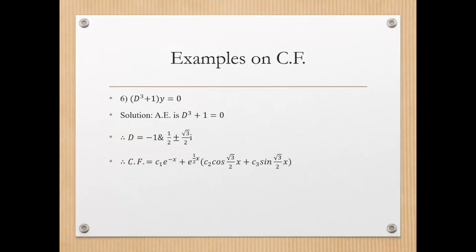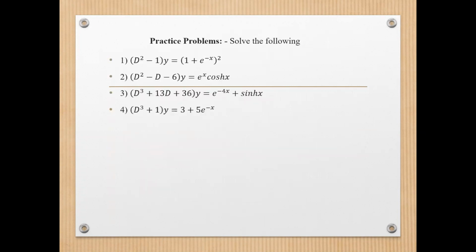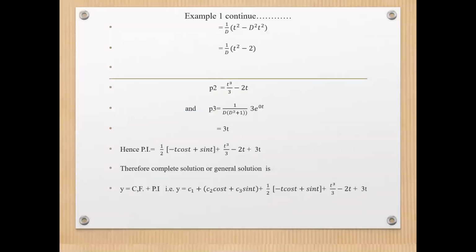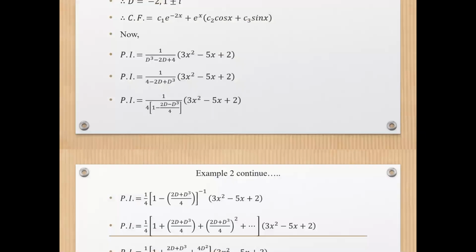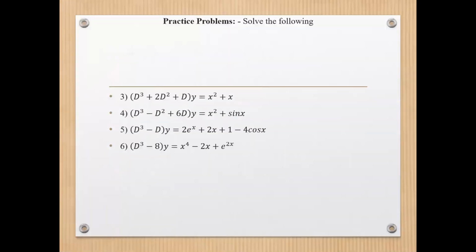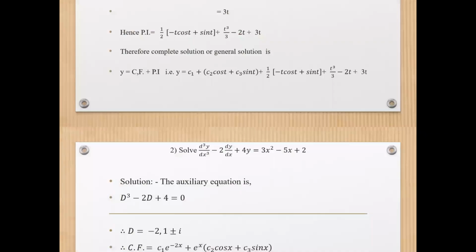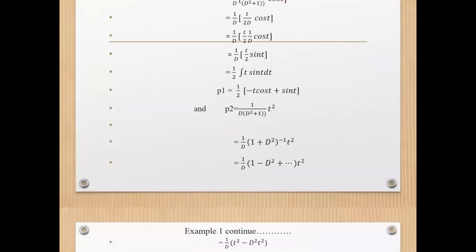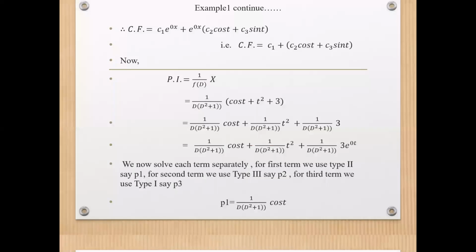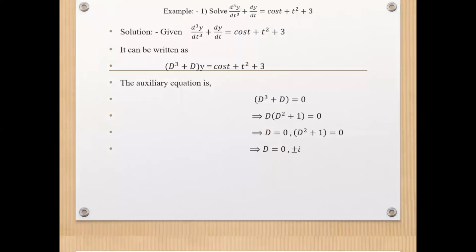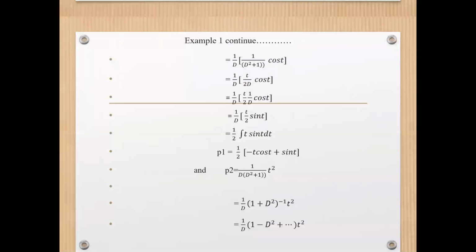See here, type number 3. We have seen in the last lecture this example: d cube y upon dt cube plus dy by dt is equal to cos t plus t square plus 3. Okay, let us see one more example.